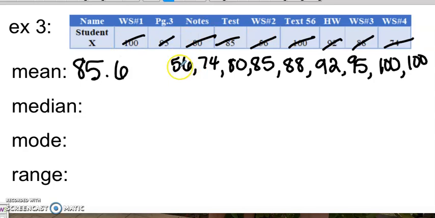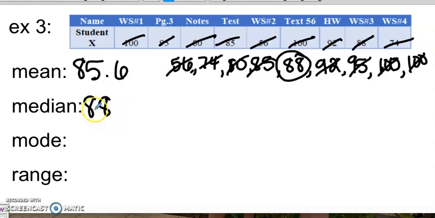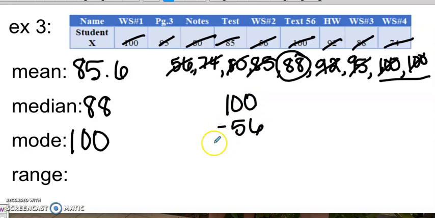Okay, the median number, I start crossing things out till I get to the middle number. So my median of this should be 88. The mode, the number that occurs the most, I have 2 100s, so the mode is 100. And the range, I take 100, subtract 56, and 100 minus 56 is 44. So the range is 44.